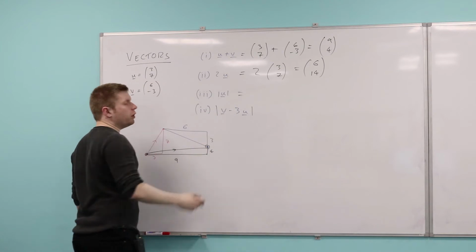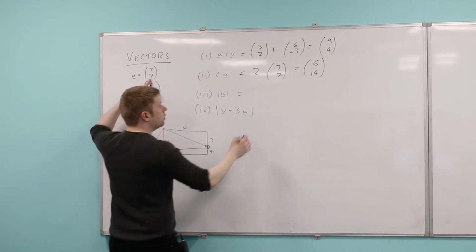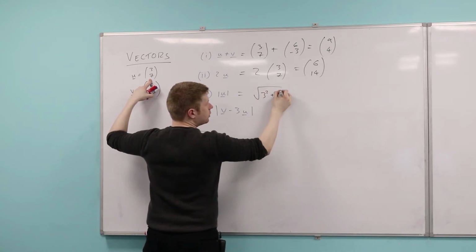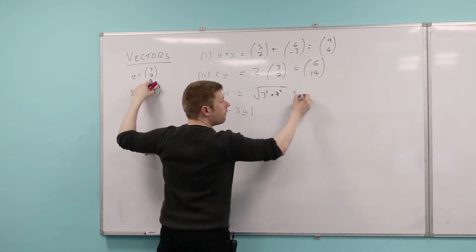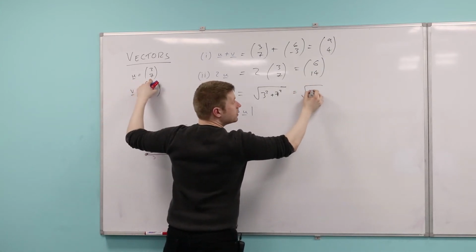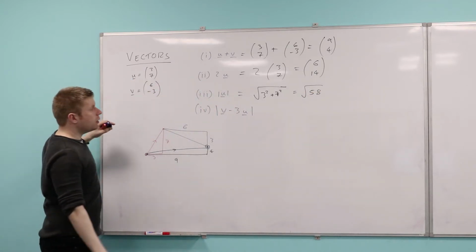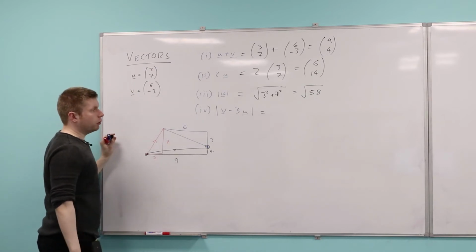What about the modulus of u? What about the distance along u? Good. So I'm taking the square root of 3 squared plus 7 squared. Is that okay? And what do we get? 58. Square root of 58. Okay, good. All good? Now this one takes a little bit more work, but it's not that difficult.